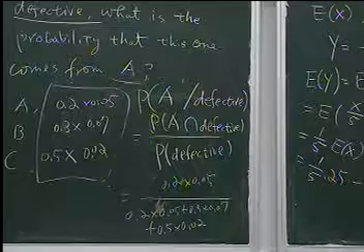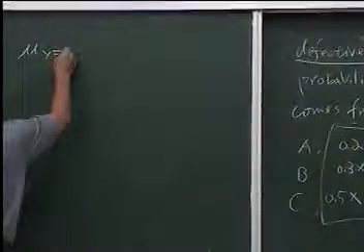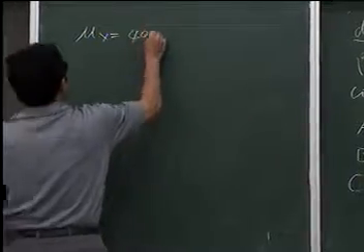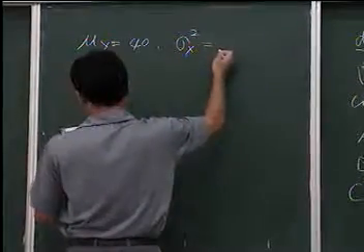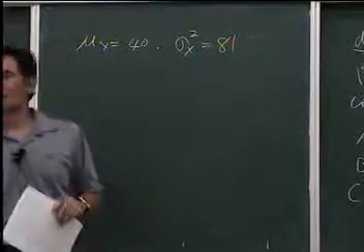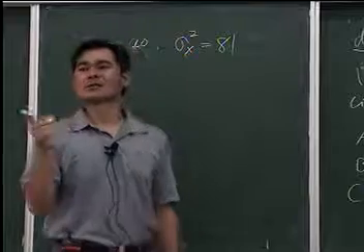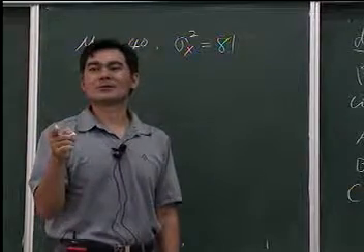Okay. So we know mu x is equal to 40 and sigma x squared is equal to 81. Questions? I hear murmuring, so what are your questions?